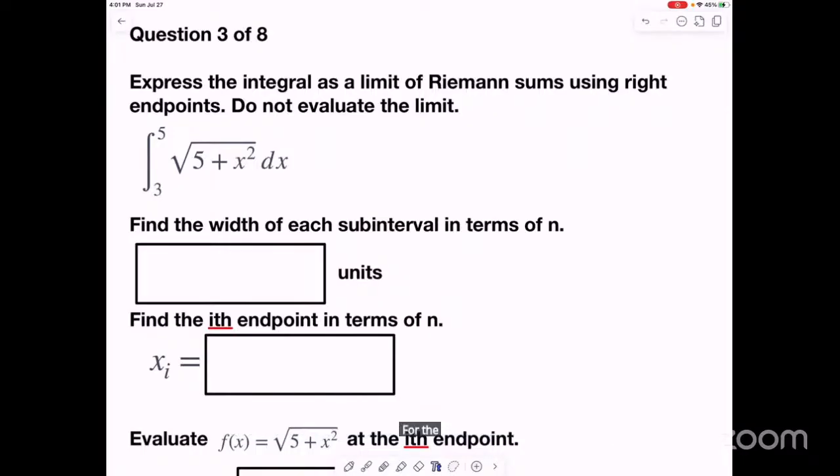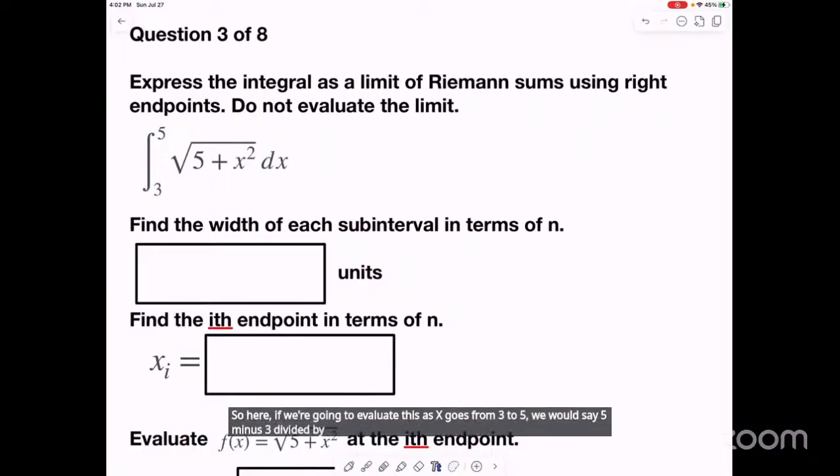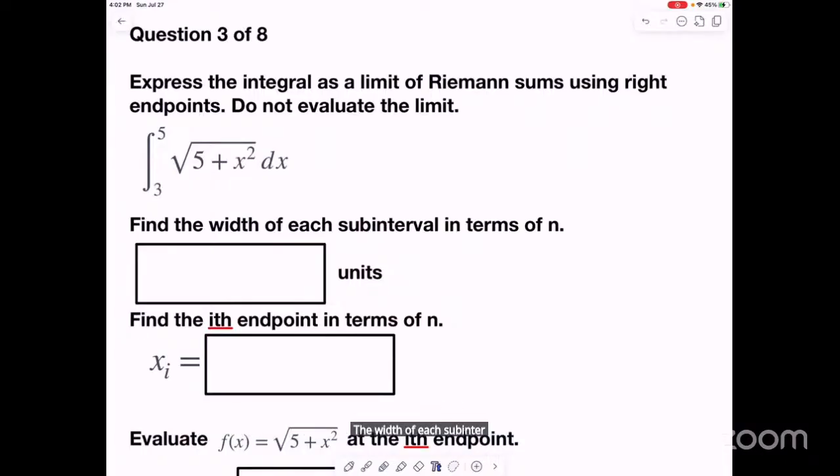For the second one, it was to use the midpoint rule for 4 subintervals as x went from 0 to pi. Right? So we said pi minus 0 divided by 4 because we had 4 subintervals. So the width of each subinterval ended up being pi over 4. So here, if we're going to evaluate this as x goes from 3 to 5, we would say 5 minus 3 divided by n. So the width of each subinterval is going to be 2 over n.